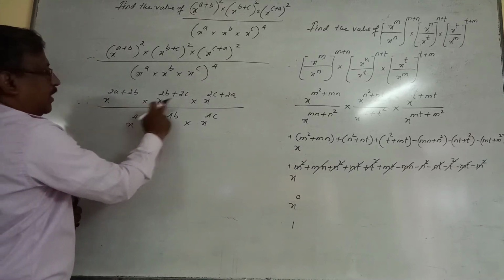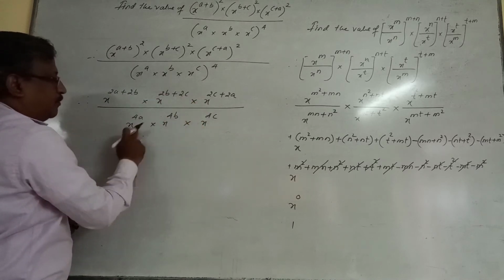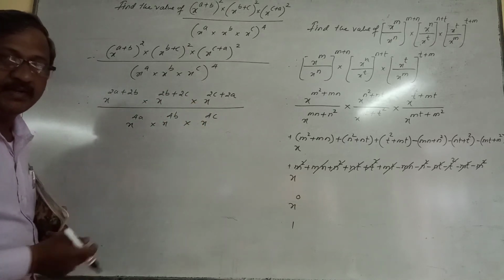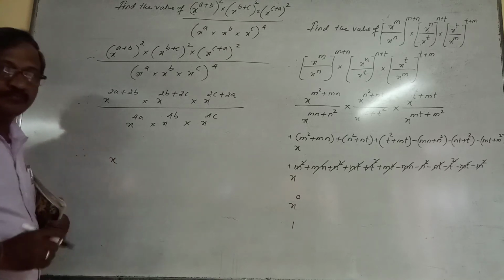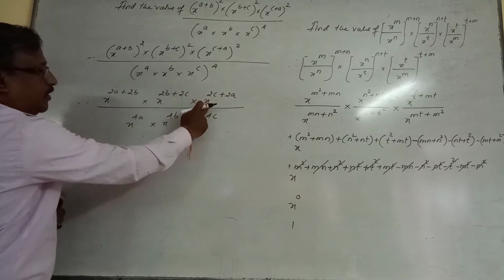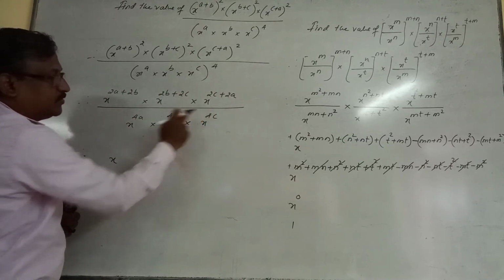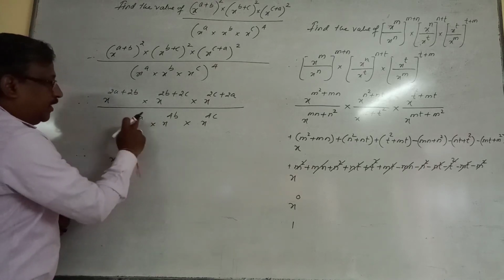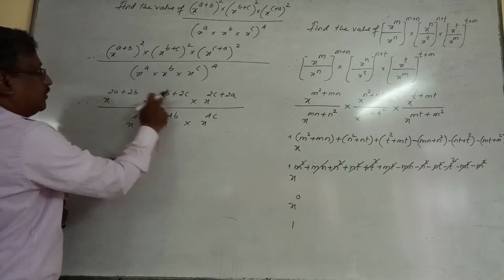Now again I get the base x everywhere, the same base, so I can easily simplify the indices. First you write the common base, it is x. Now these 3 values we have to multiply, means these 3 indices we have to add, and from that these 3 indices we have to subtract. The index at the denominator place you always have to subtract. So add these 3 indices first.